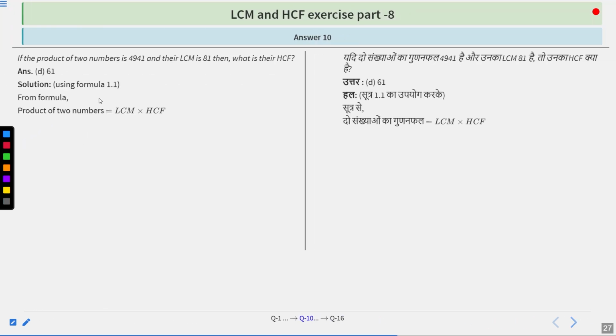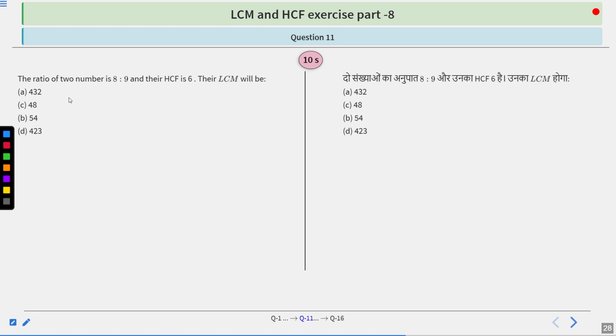Now, we know that formula 1.1 says that the product of two numbers is LCM into HCF. Product was already given, 4,941. LCM was 81. So HCF becomes equal to 4,941 upon 81. That is 61. So option number D, 61, is the correct answer.